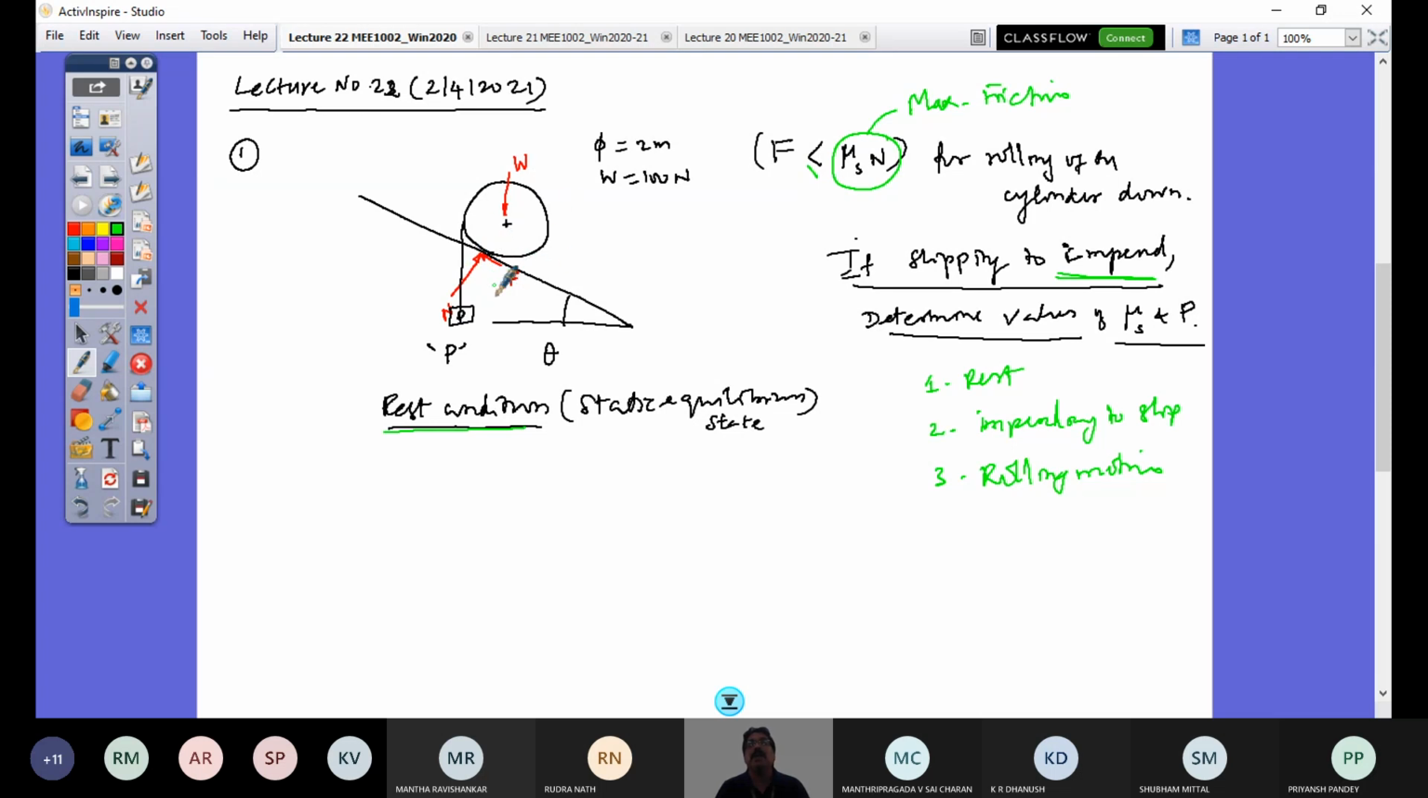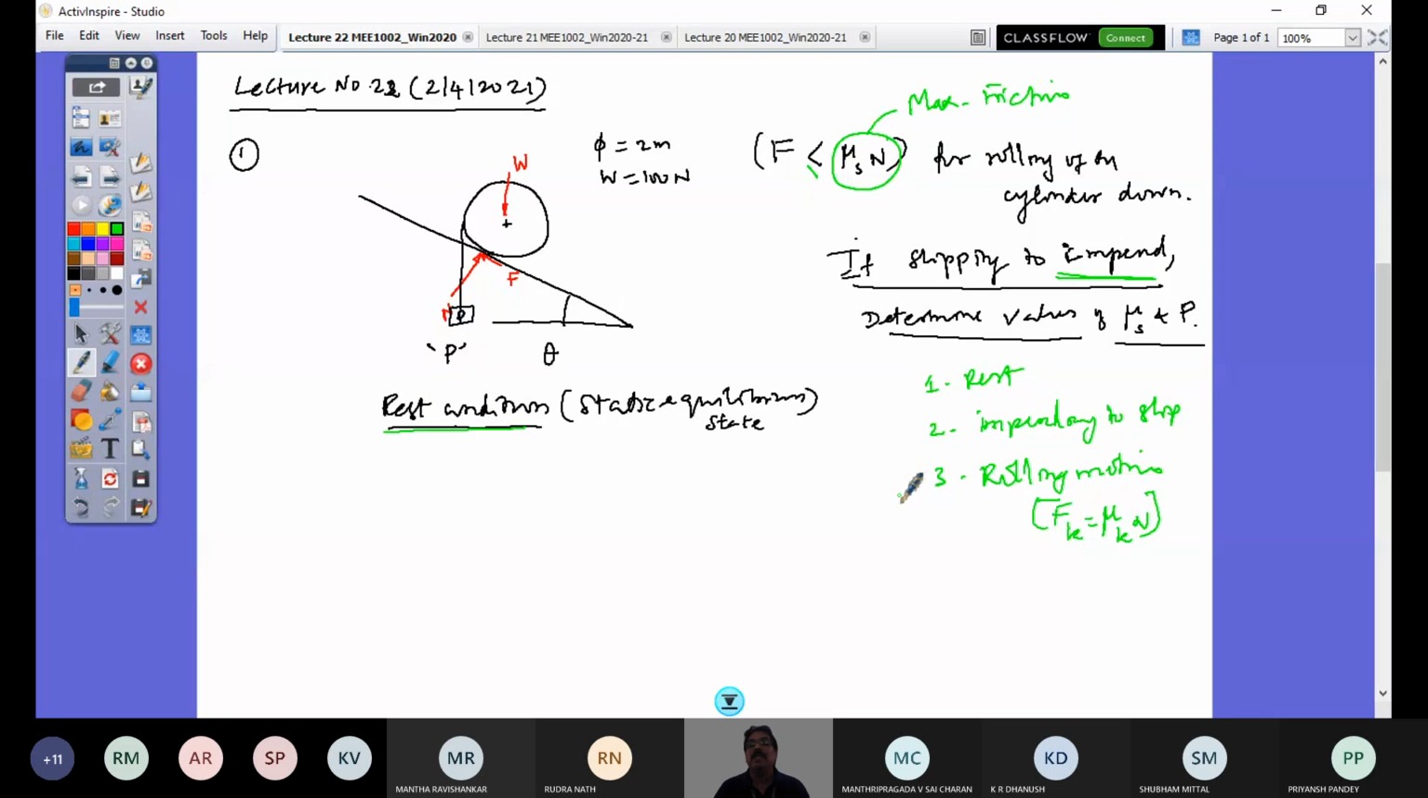As it starts rolling, what would happen? The direction of F shown in this free body diagram would be reversed. And that value of F would be Fk is equal to mu k times N. Right? This is all that you should understand.